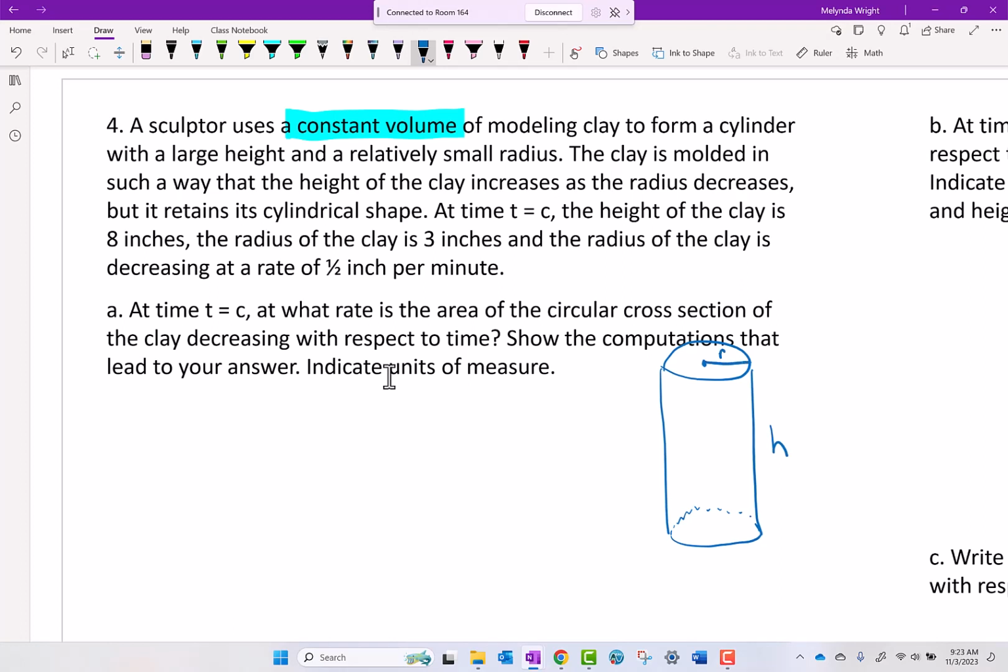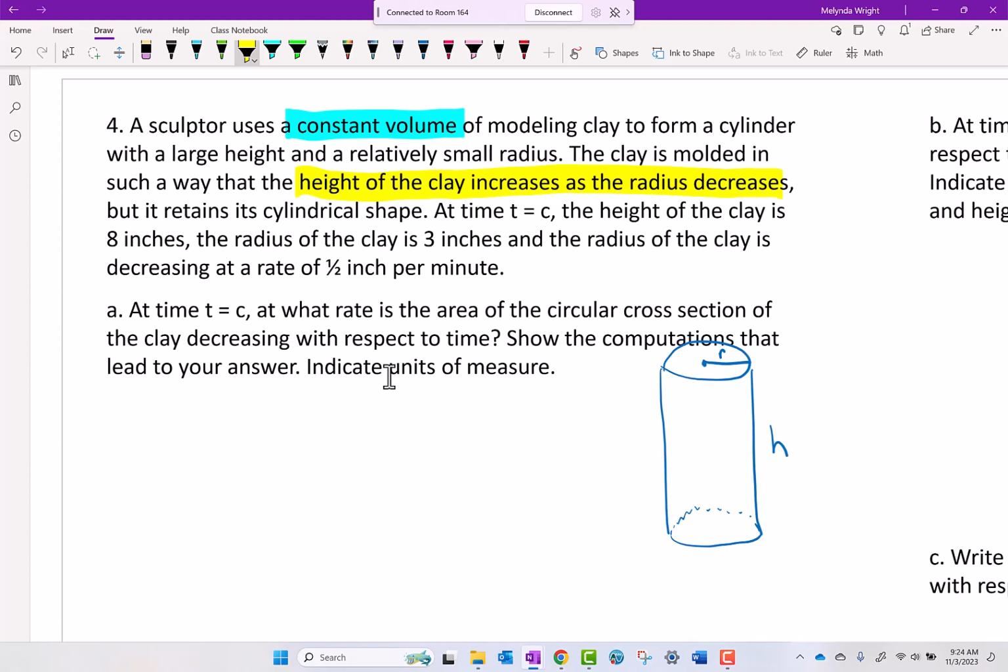The clay is molded in such a way that the height of the clay increases as the radius decreases. Okay, so that's just information we need to tuck away. The height of the clay increases, the radius decreases. We may have to physically use that or we may not. That might just help us understand why the volume would be constant. How in the world is the volume going to be constant if this figure is changing shape? Well, as the height increases, the radius decreases, apparently in such a way that the volume stays constant.